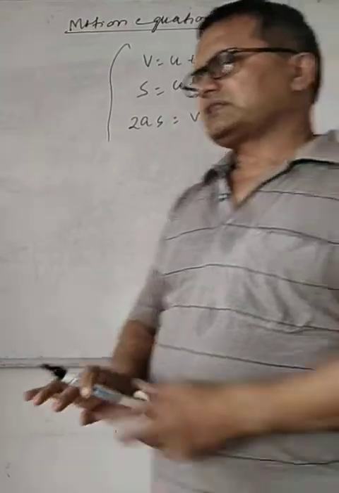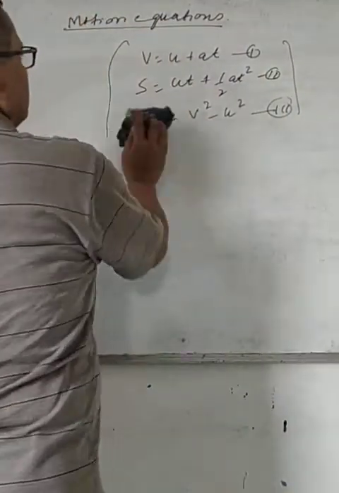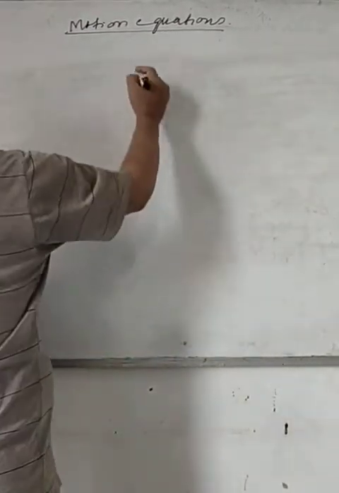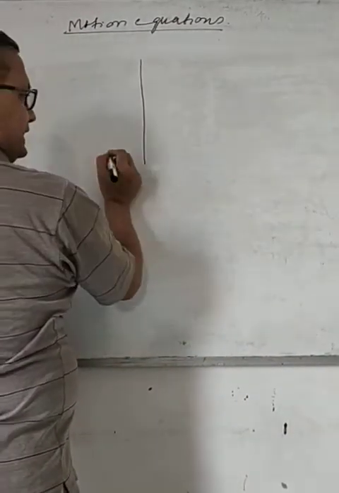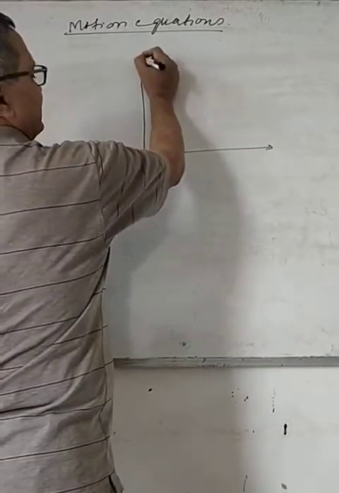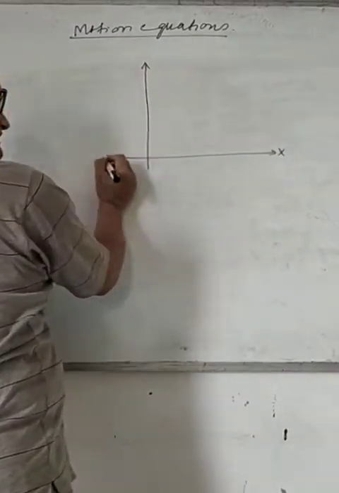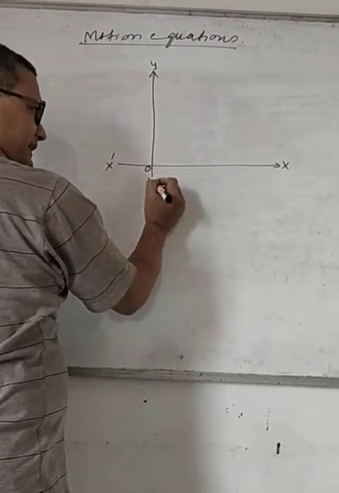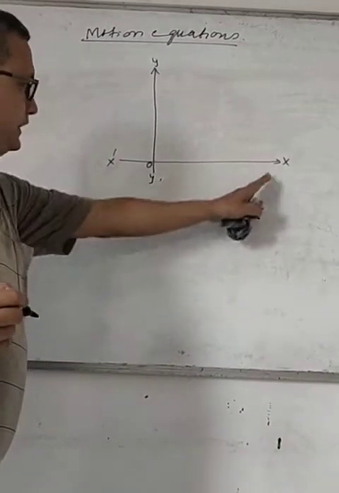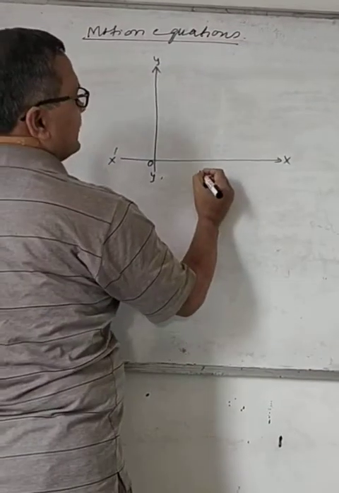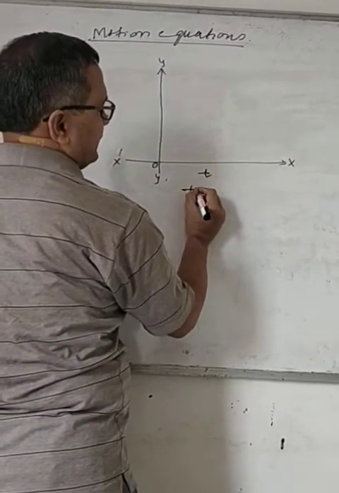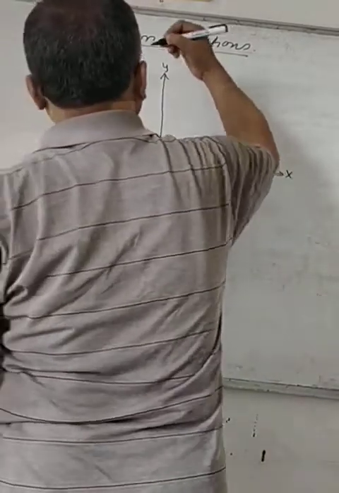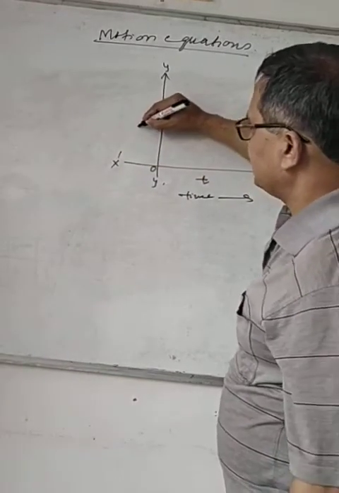First, let us draw the graph. Draw the Y-axis, X-axis, X dash, origin, Y dash. On the x-axis is time, t, and on the y-axis is velocity.